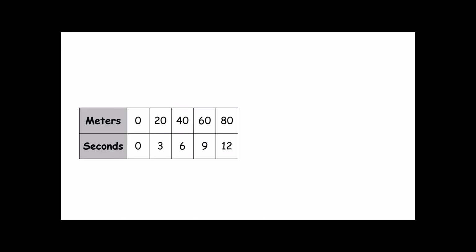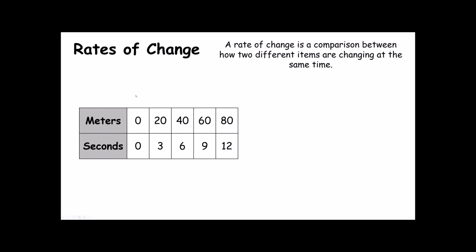You'll remember, hopefully, in our previous video on rates of change, I gave this example about meters and seconds. And we talked about the fact that when we're discussing a rate of change, we're not looking just at any particular rate between meters and seconds, but rather we're looking at how the two different items are changing at the same time. So I'm not so much concerned about the fact that this is 20 meters and 3 seconds as I am how quickly we went from 0, 0 up to 20, 3.